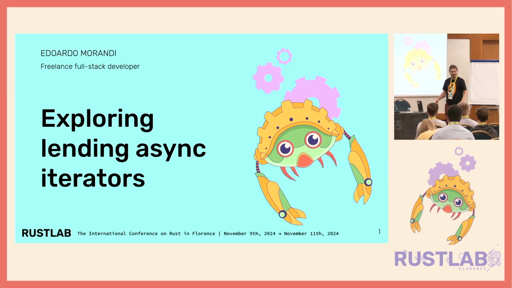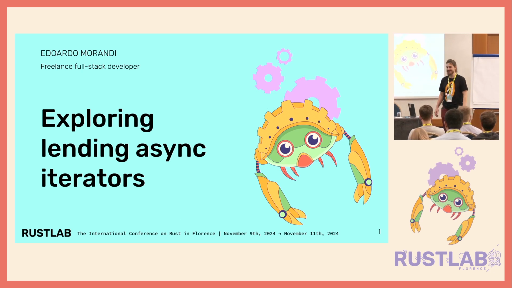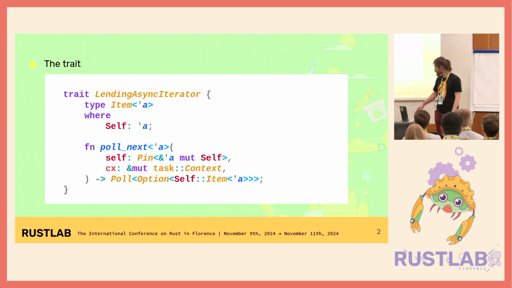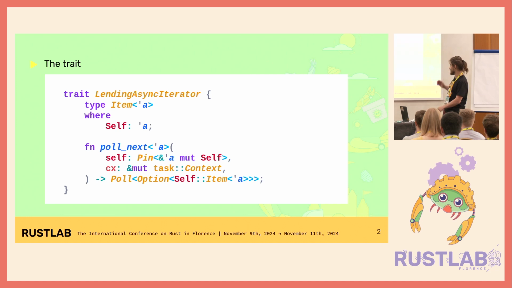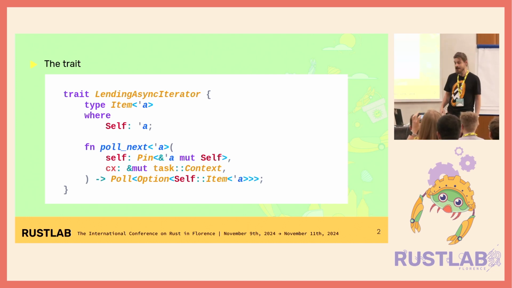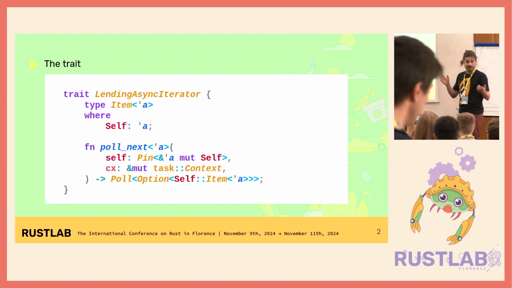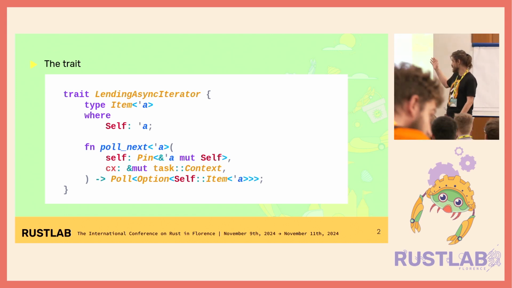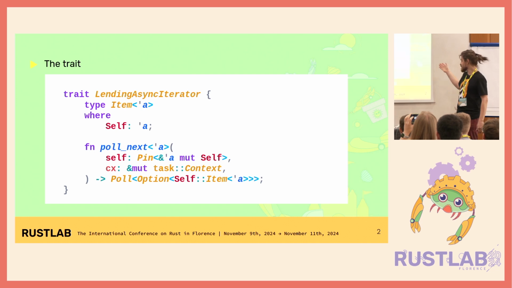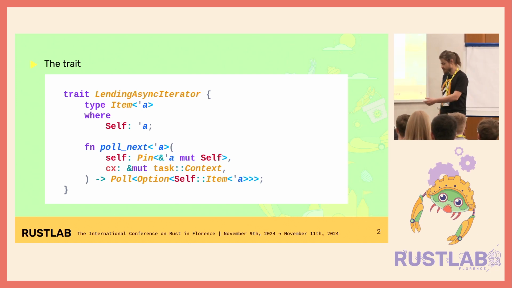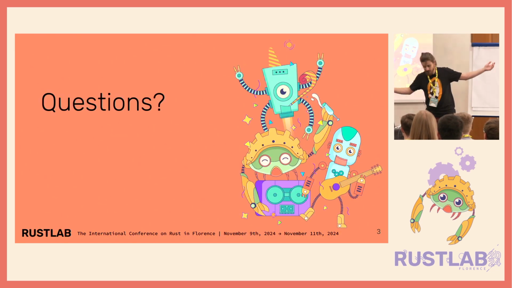So, you are all here to learn about async lending iterators. Good. A lending async iterator is just a trait with a generic associated type Item with a lifetime 'a, and Self that must outlive this lifetime. And a generic function poll_next that takes two arguments: a mutable reference to self that must be pinned, and a context for the asynchronous things, and it returns a Poll of Option of Self::Item<'a>. And that's it. So, questions?